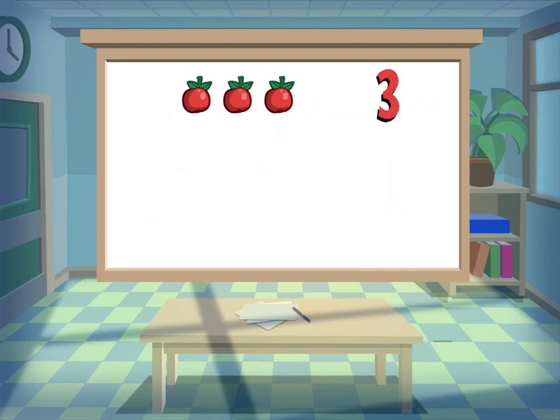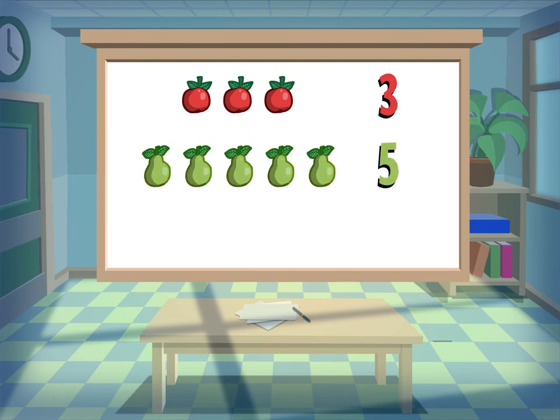When we count things, we use numbers or numerals. Numerals represent quantities. Quantity means how many things we have to count. Let's count these apples. 1, 2, 3. It's 3 because we counted 3 on the last apple, and that means we have 3 apples in total.